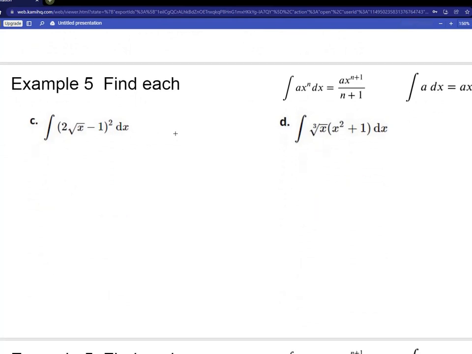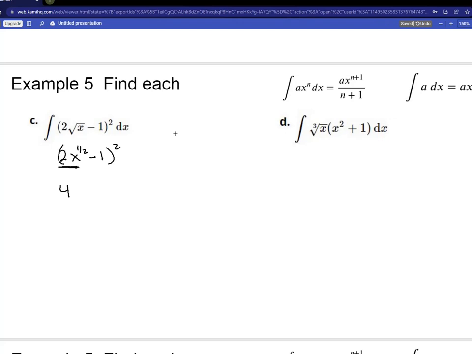Now what about this one? Okay, so that's the same thing as x to the 1/2. So you'll give that an exponent because you need exponents to integrate. So that's going to be 2x to the 1/2 power minus 1, all squared. Yep. All right. So let's square this, just like we did a second ago. Square the first term. What's 2 times 2? 4. And then what's x to the 1/2 times x to the 1/2?